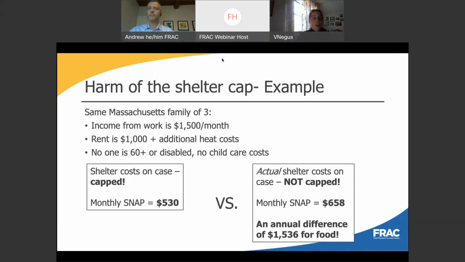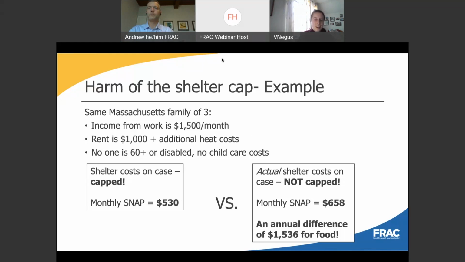So to go with the same example we were looking at before and play out what the shelter deduction cap means for that particular family: as I said before, if they claim their shelter costs, they end up with $530 a month in SNAP. However, that's with the cap in place. If the shelter cap wasn't in place, they would get $658 a month in SNAP.